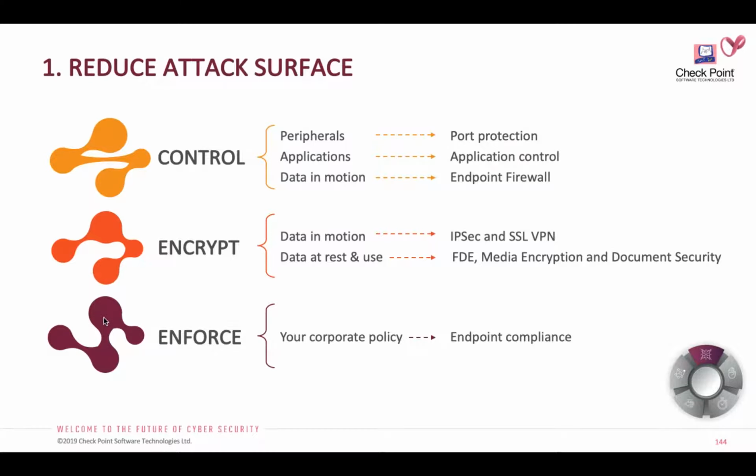Then in order to reduce the attack surface, you need to make sure that your data at rest and in use is secure, as in you need to have the right amount of full disk encryption and media encryption in place, right? And when it comes to data in motion, you can secure it using a VPN, that is your IPsec VPN or your SSL VPN. And finally, you can enforce your corporate policy. You can frame a couple of rules in your endpoint compliance module saying that these are the rules which each and every asset must adhere to in order to stay compliant with the policies of the organization, right?